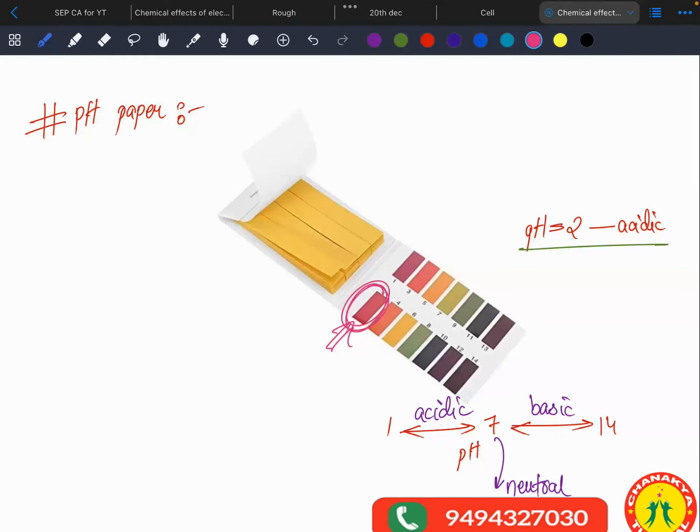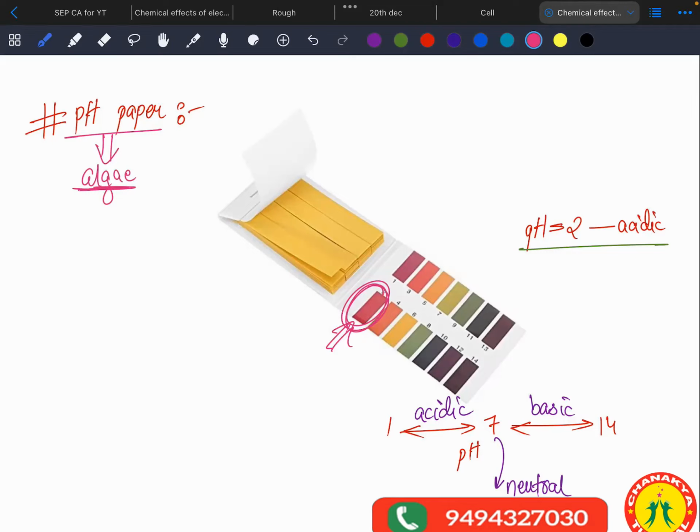Do you know what pH paper is made up of? No, sir. So pH paper is actually made up of some algae. It is made up of some algae. Algae are unicellular organisms.